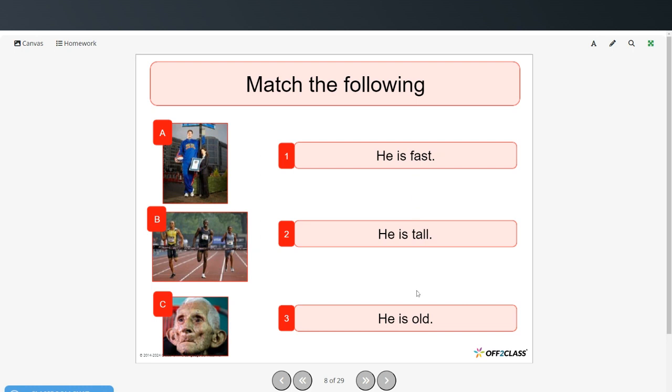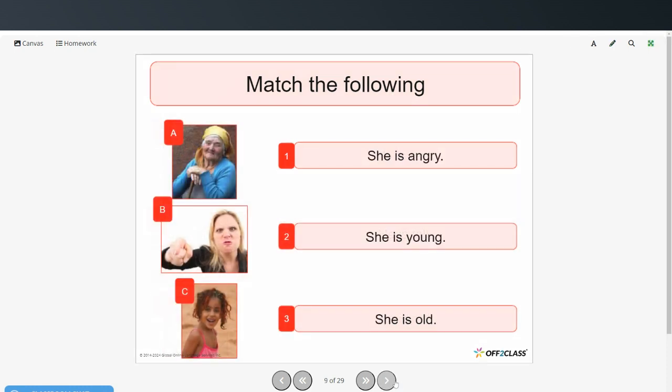So now see if you can match the sentences with the pictures. So he is fast, goes with picture B. He is tall, picture A. And he is old, picture C. She is angry, picture B. She is young, picture C. And she is old, picture A.